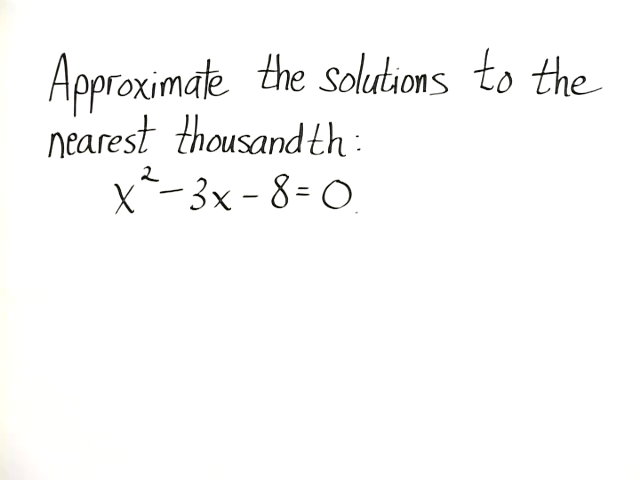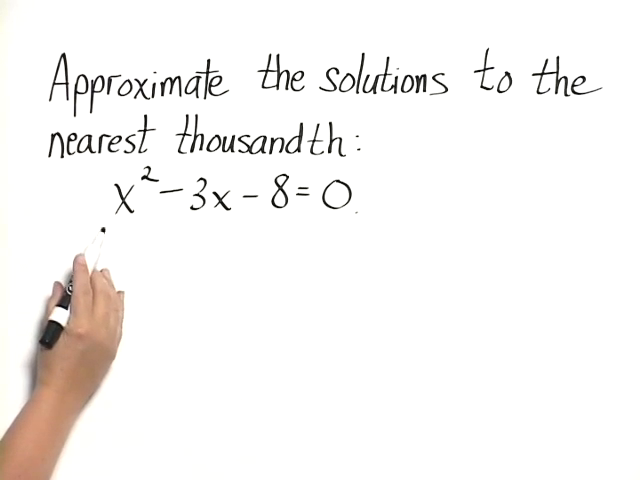Approximate the solutions to the nearest thousandth. x squared minus 3x minus 8 equals 0. First of all, we need to solve the equation for x, and we'll use the quadratic formula. So let's identify a, b, and c.